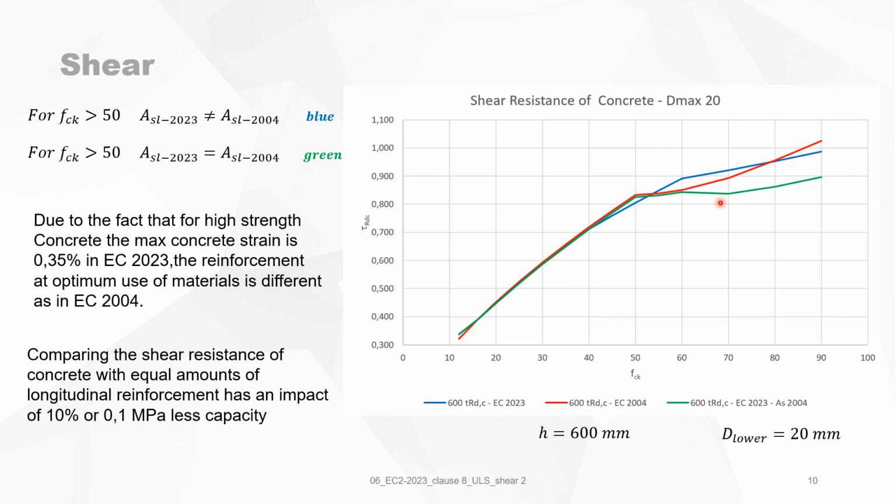So this is the impact because we took different amounts of longitudinal reinforcement. So the reality, if you want to make a proper comparison, will be between the blue and the green line. So there's not so much difference.